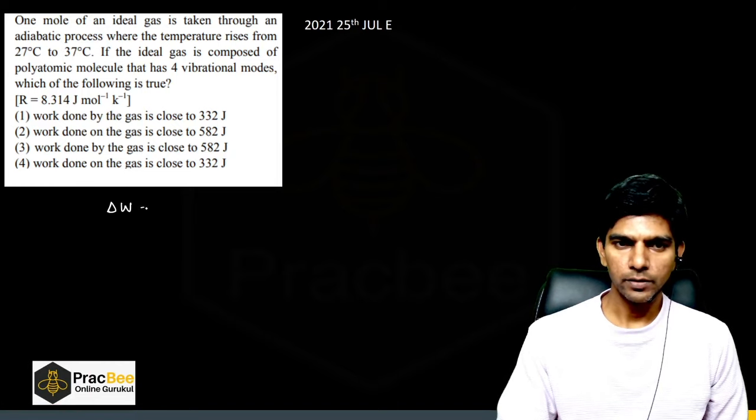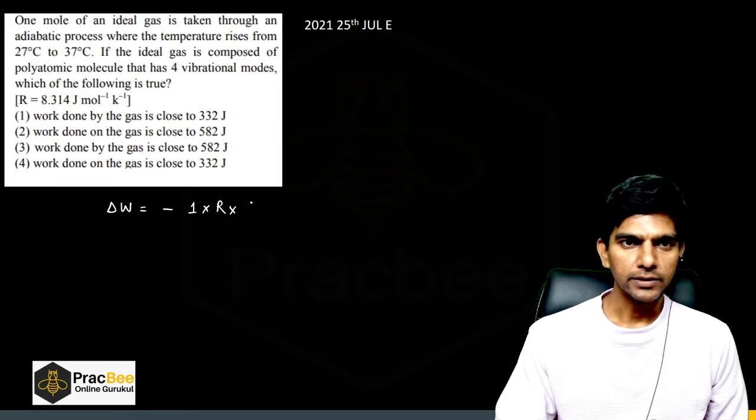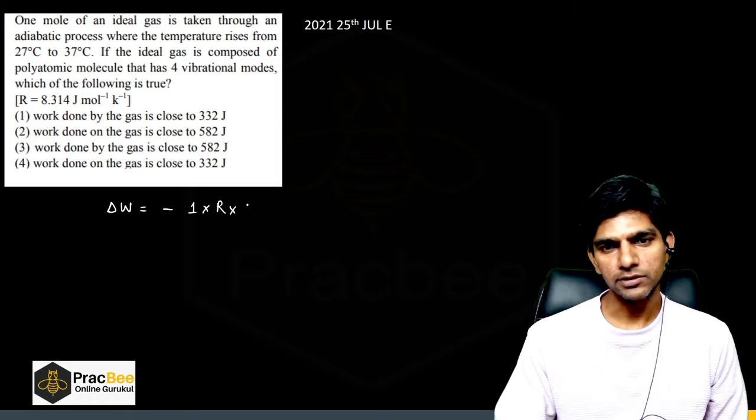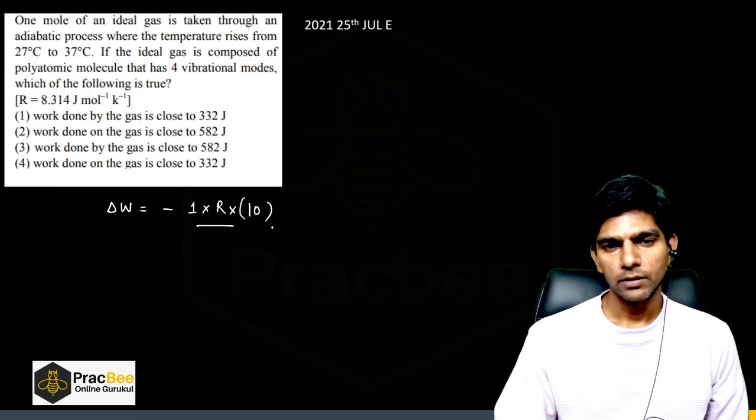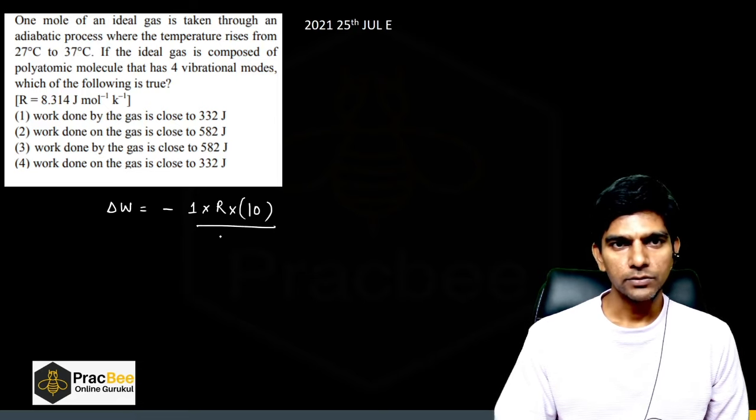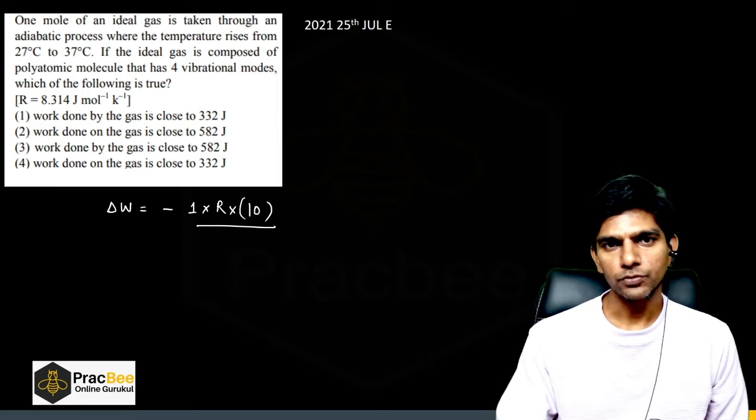So we can say delta W will be minus n R delta T. So the increase in temperature is 10, right? 10 degrees Celsius divided by gamma minus 1. So it's a polyatomic molecule that has 4 vibrational modes.